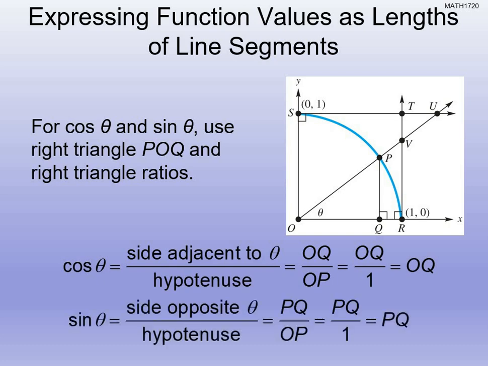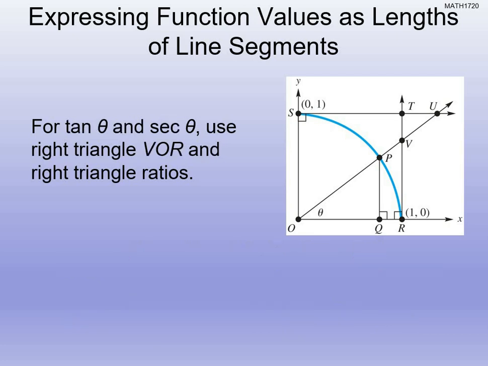Look at sine now. Sine of theta is PQ over OP. We know that OP is 1 because of the unit circle. So sine of theta is just PQ. That's our vertical piece at point P. This is just like all the stuff we did going around the unit circle and using our reference angles, just knowing that sine is our y, cosine is our x. So let's take a look at tangent of theta and secant of theta here. We're going to use the triangle VOR.